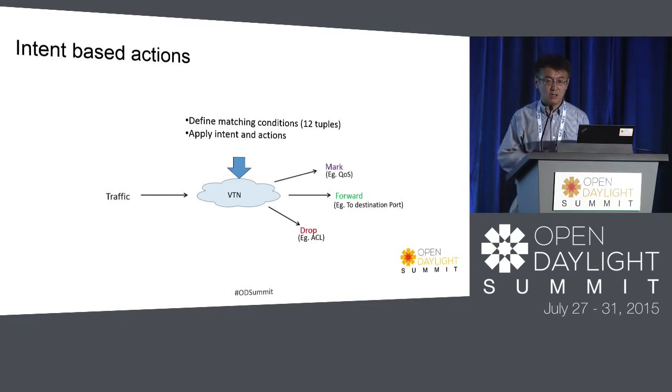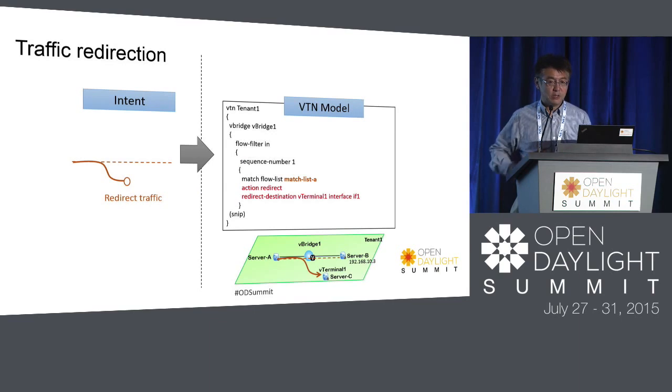Otherwise, you can mark that packet for the QoS case, and then finally, you can redirect to certain network services for the service chain use cases. So by combining these actions, you can program your definition of the network behaviors with your policies, right? Then let me tell you a little bit more about the traffic redirections.